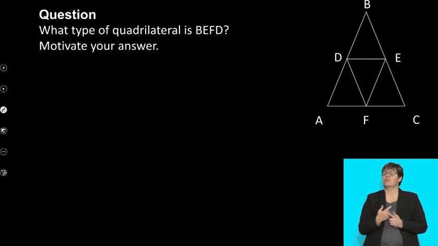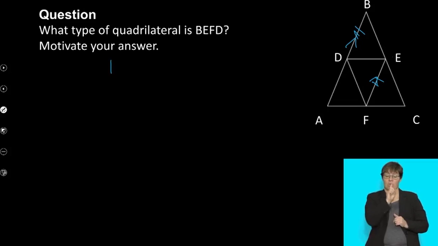And then what type of quadrilateral is BEFD? So BEFD will simply just be a parallelogram, right? And you will need to motivate this. To motivate this, I know for a fact that this line is parallel to that line. That is a given. I know that this line will also be equal to that line. So it means one pair of opposite sides, parallel and equal. You see, same thing that I've been using here, right?